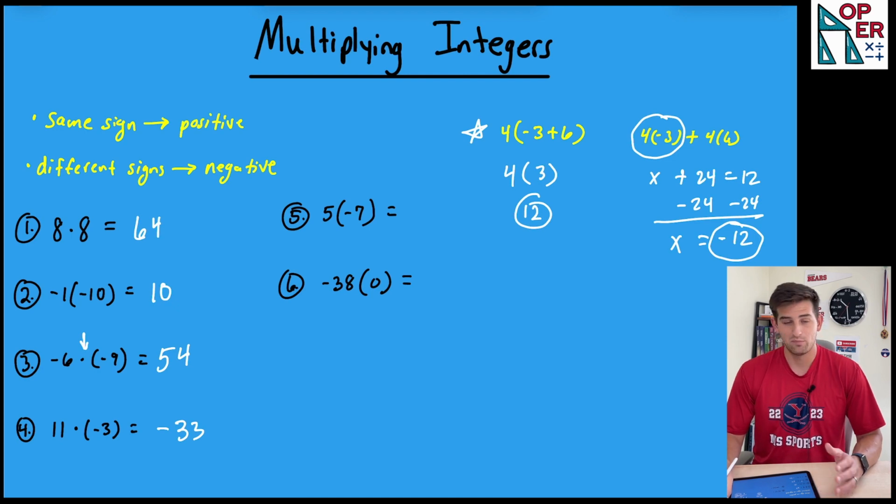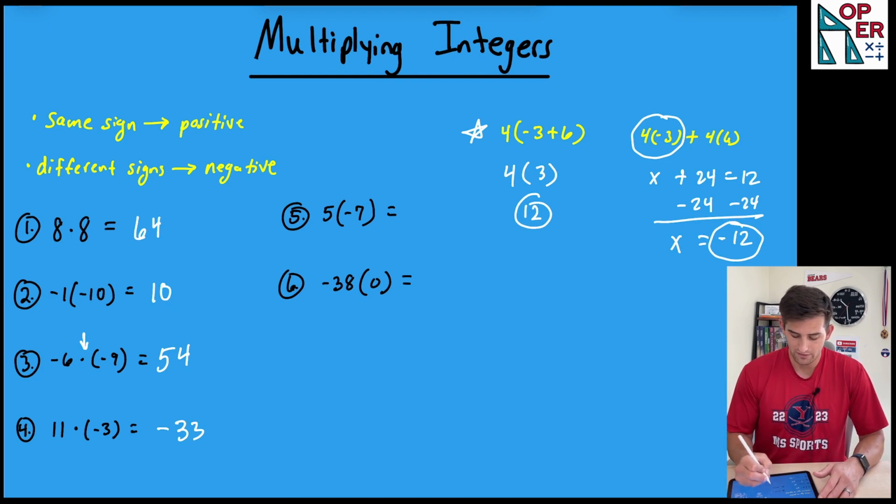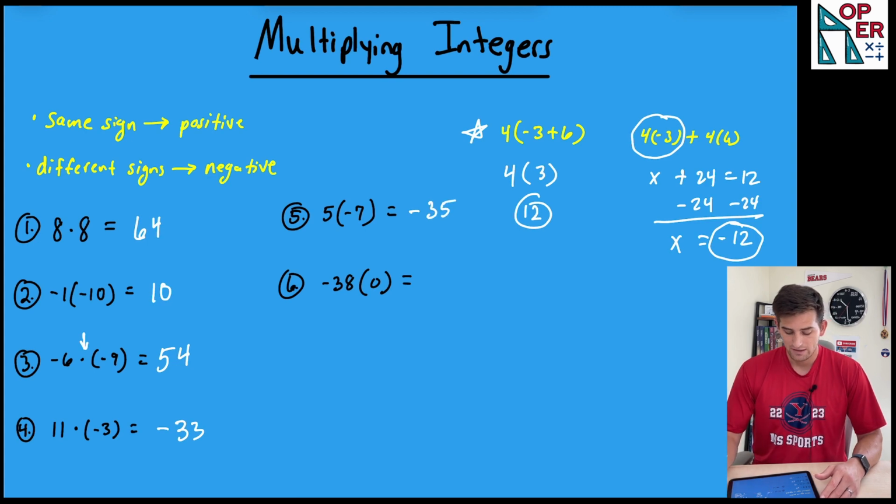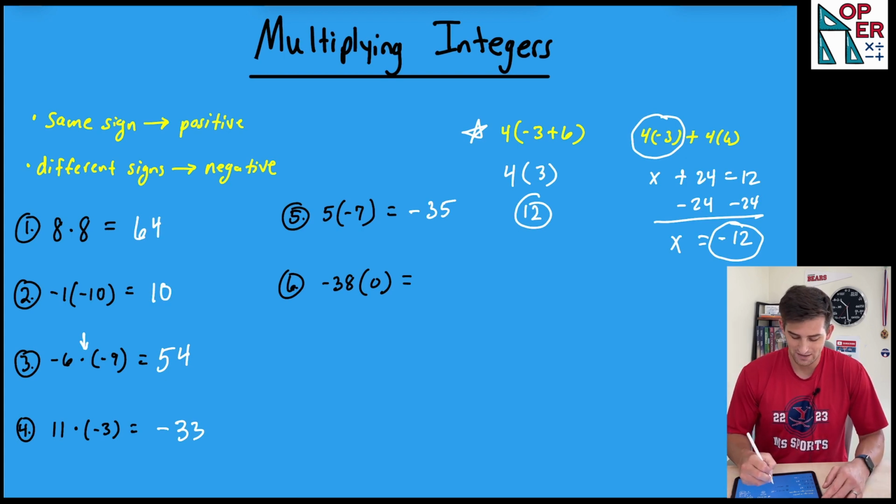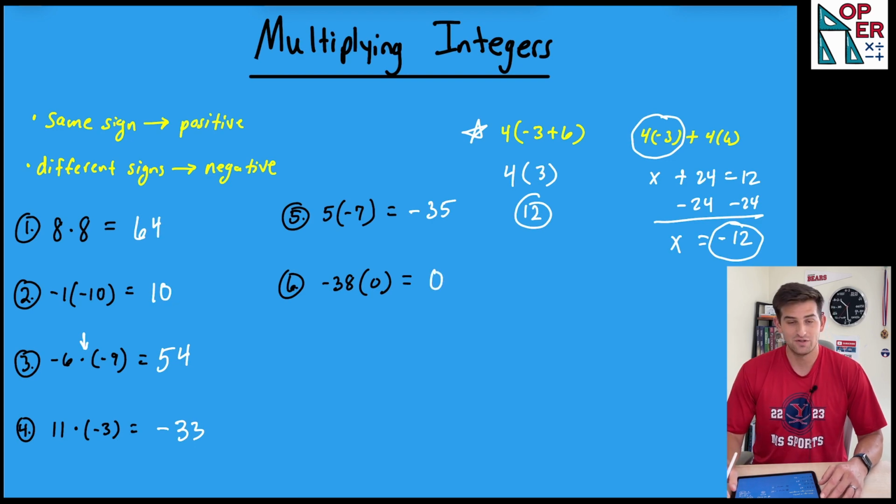Number 5, we also have a positive times a negative, so our answer will be negative, and 5 times 7 is 35. And the last one, we have -38 times 0. We didn't talk about what we do when we multiply by 0. Multiplying by 0 always results in 0. There is no positive or negative 0, so 0 would be our final answer for number 6. And that is how we can multiply integers.